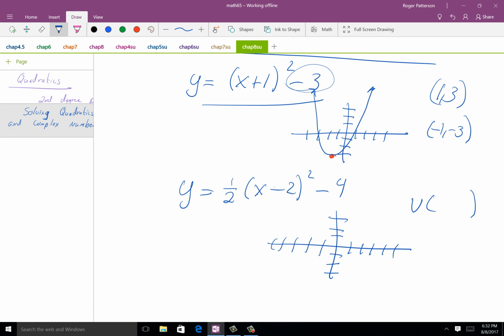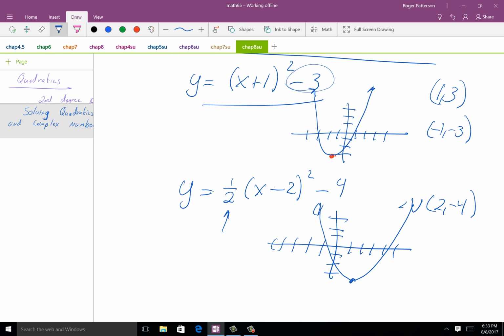V for vertex, where's it at? 2 and negative 4, right. 2, negative 4, so there's the vertex. Which way is it opening, up or down? It's opening up. Okay, I got a positive number right there. It's a 1/2, so I know it's a little wide, so I'm going to sketch it. There it is. Okay, that's all you got.